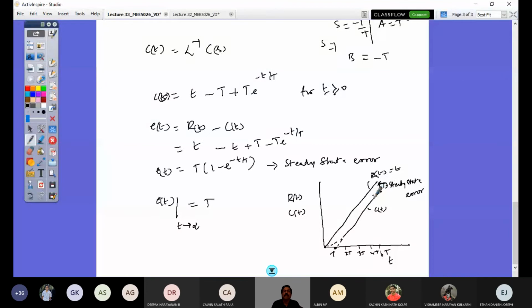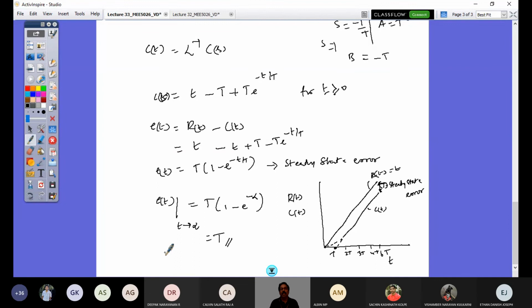So in this function, if I substitute, it is 1 minus e raised to minus infinity. So e raised to minus infinity is 0. So it is simply t. So my steady state error would be this time constant itself as t tends to infinity. At t tends to 0, what would happen? What is my error? 0. At t tends to 0, what is my error? It is t into 1 minus e raised to 0. So it is 0. So error is 0 at t equal to 0.